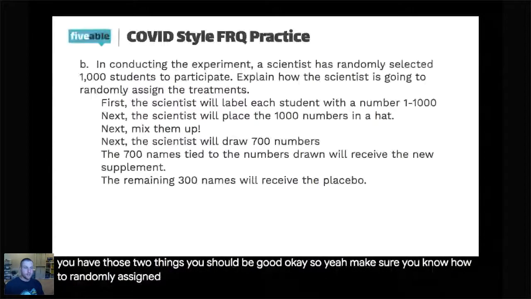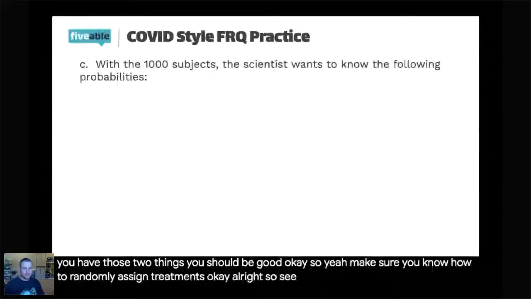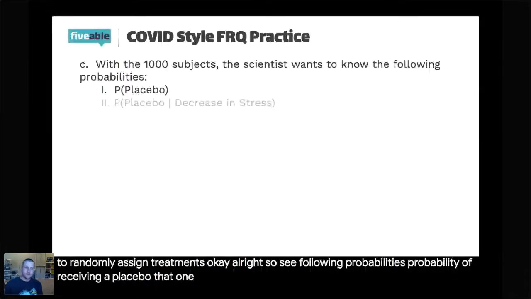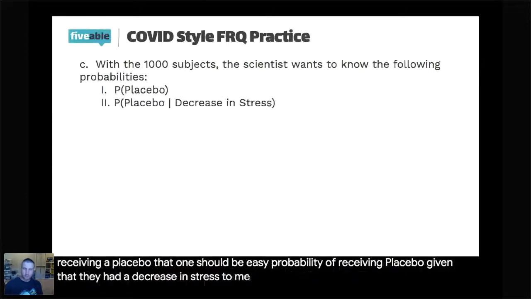Okay. All right. So C, with 1,000 subjects, the scientist wants to know the following probabilities. Probability of receiving a placebo. That one should be easy. Probability of receiving placebo, given that they had a decrease in stress. To me, that one's a little bit tricky. And 3, a decrease in stress.